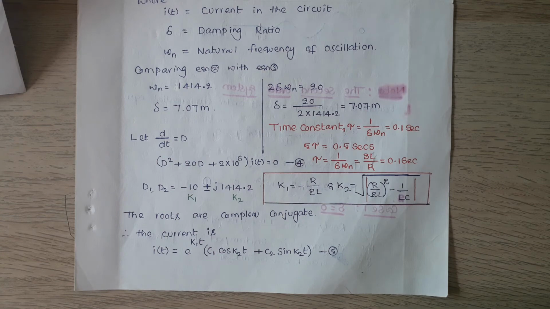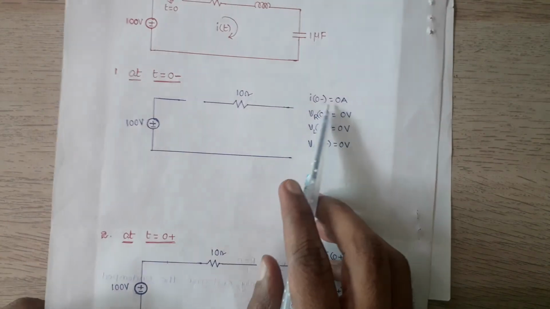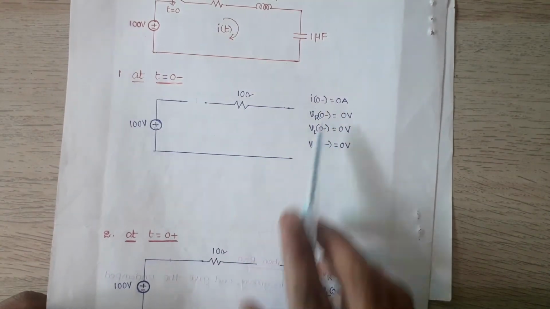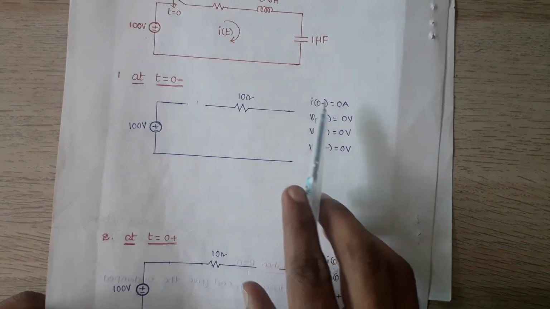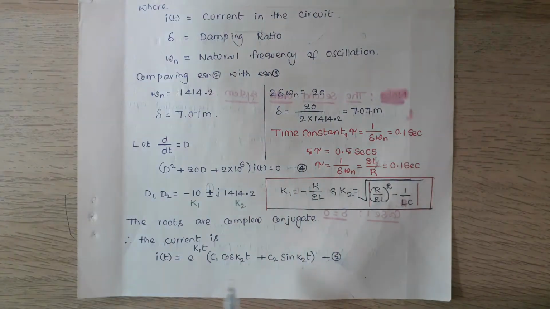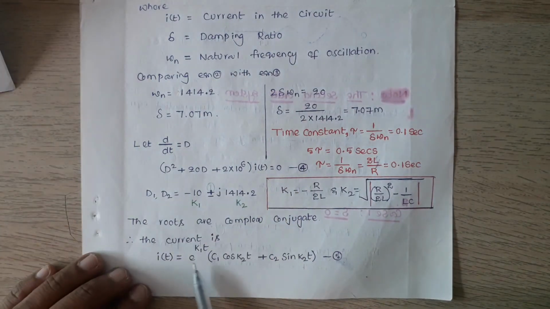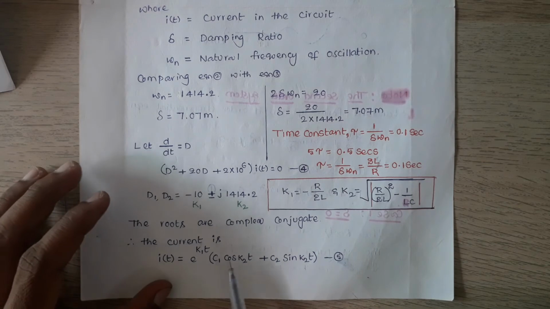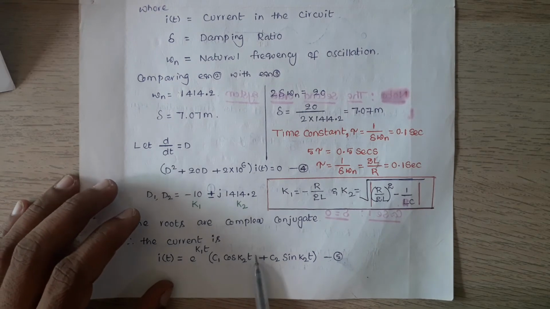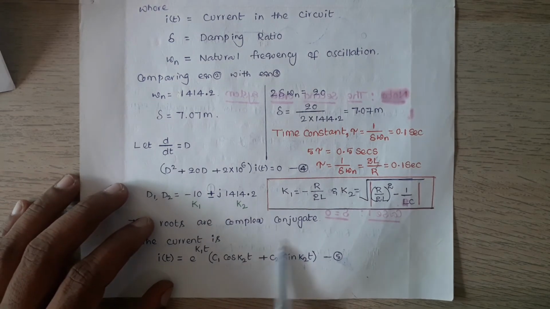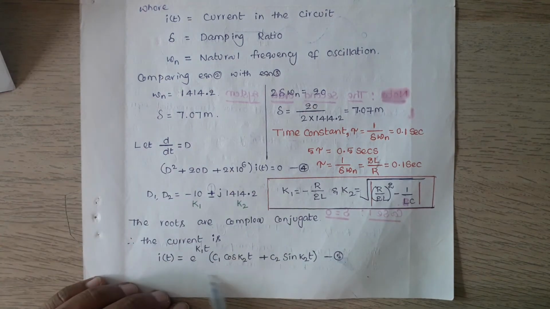So t equal to 0. At t equal to 0, current in the circuit is 0. So use that condition. At t equal to 0, 0 minus to 0 plus, current in the circuit is 0. So I of 0 equal to 0, equal to e power 0, which is 1, into c1 cos 0 plus c2 sin 0. Again sin 0 is 0, so c1 cos 0 is 1. So c1 into 1 is equal to 0. So c1 value is 0.